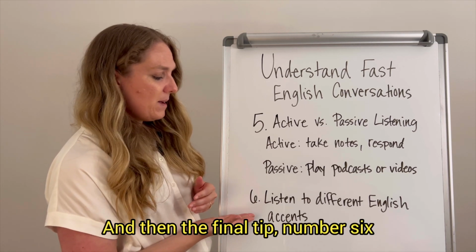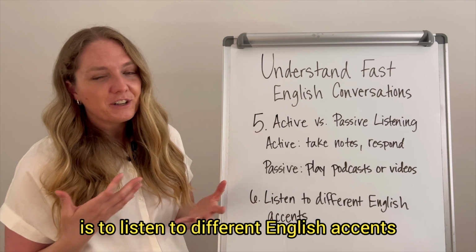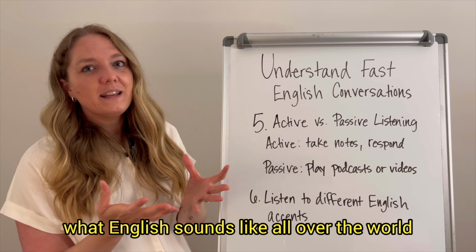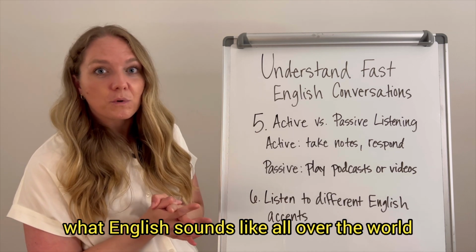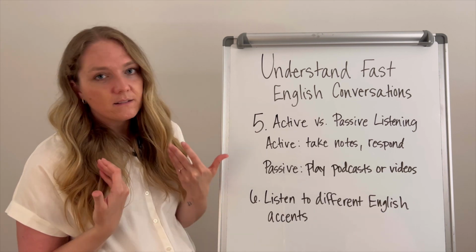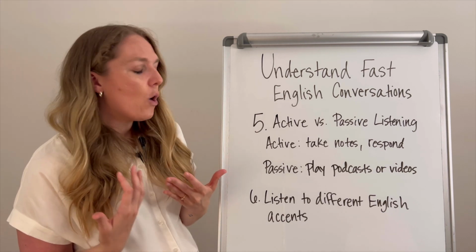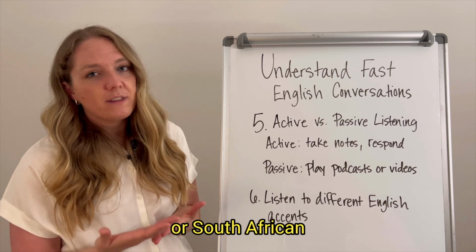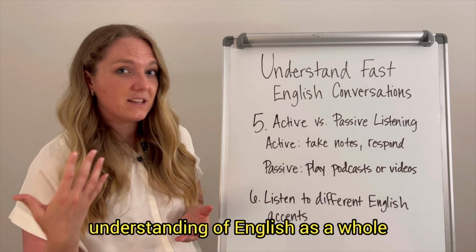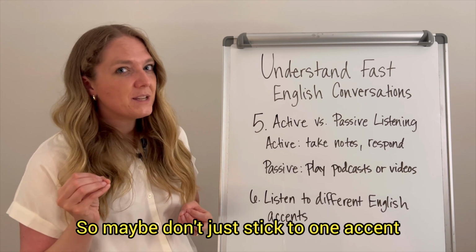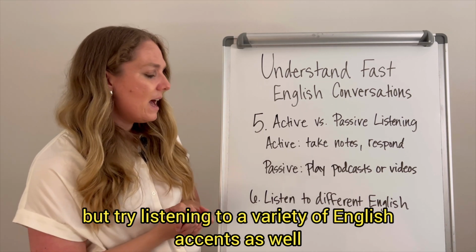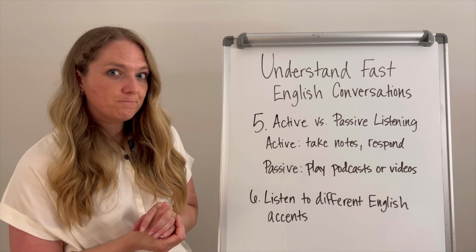And then the final tip, number 6, is to listen to different English accents. This is important to get a better feel of what English sounds like all over the world. And so some native English speaker accents like American, I have an American accent, or British or Australian or South African, and those would help you just get a better understanding of English as a whole. So maybe don't just stick to one accent, but try listening to a variety of English accents as well.